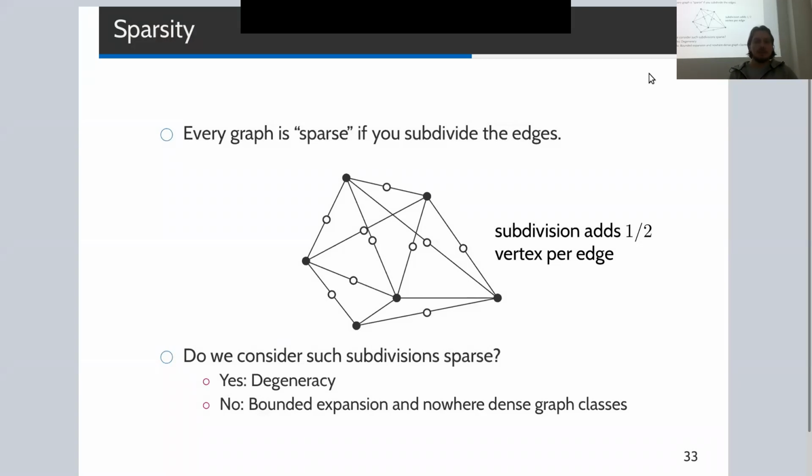So you notice these are now measures for graph classes. So you cannot say a graph has bounded expansion. You can only say a graph class has bounded expansion. This is why we did this whole business with the graph classes. And yeah, in the next lectures, we will consider this different notion of sparsity, where subdivisions are not considered sparse.